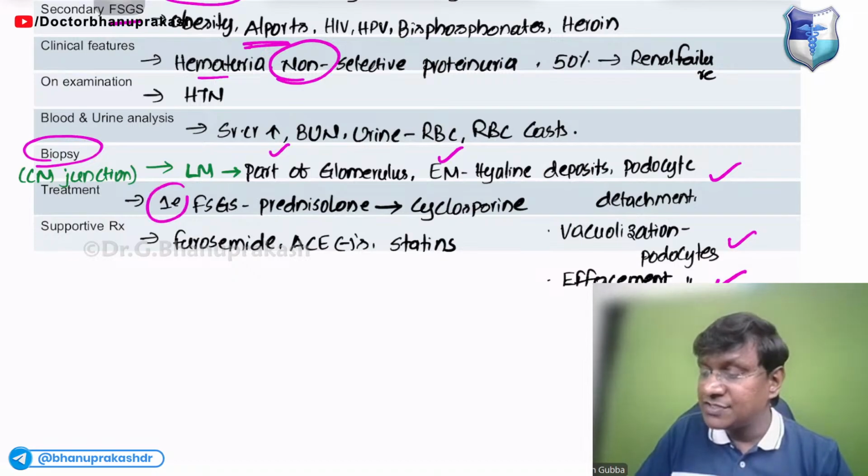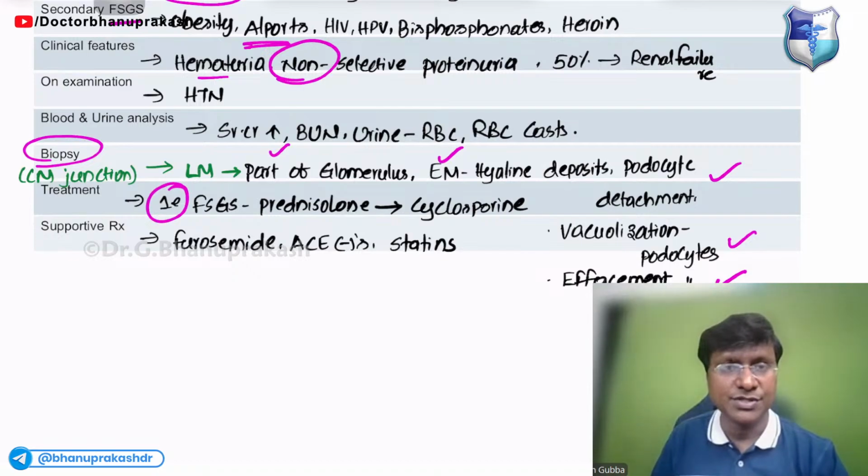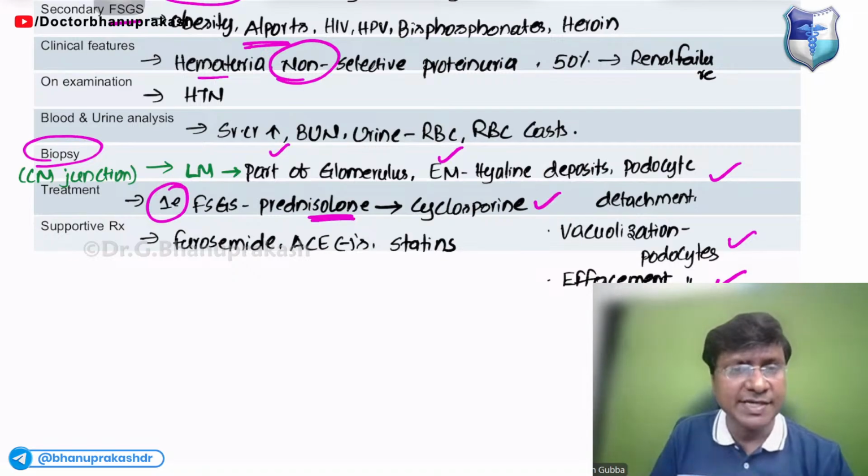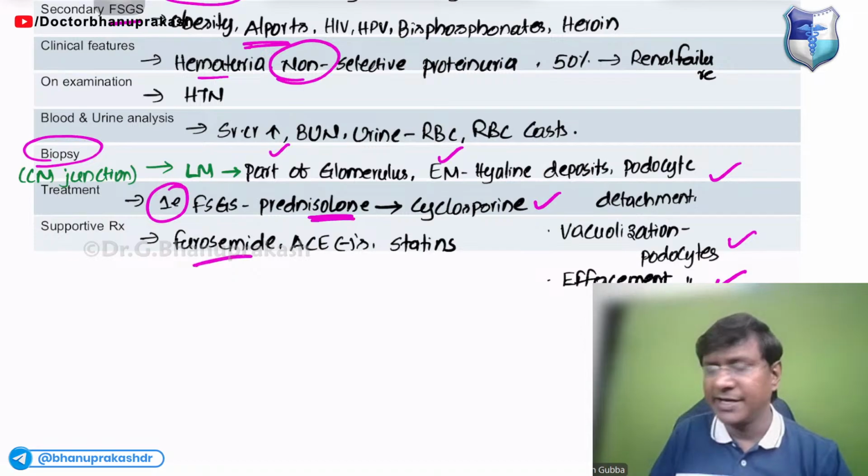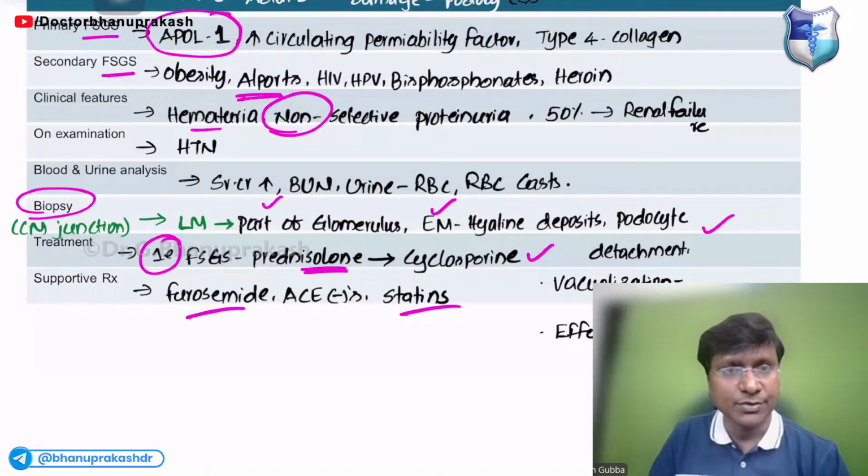In primary FSGS only, you can give steroids, whereas in secondary FSGS, you need to treat the underlying cause. In primary FSGS, start with prednisolone, and if the patient is not responding, then you need to give cyclosporin. What is the supportive treatment that you need to give? Furosemide. Why? You have pedal edema, right? And ACE inhibitors, mainly to reduce the proteinuria. Why statins? Because there is dyslipidemia. So this is about focal segmental glomerulosclerosis.